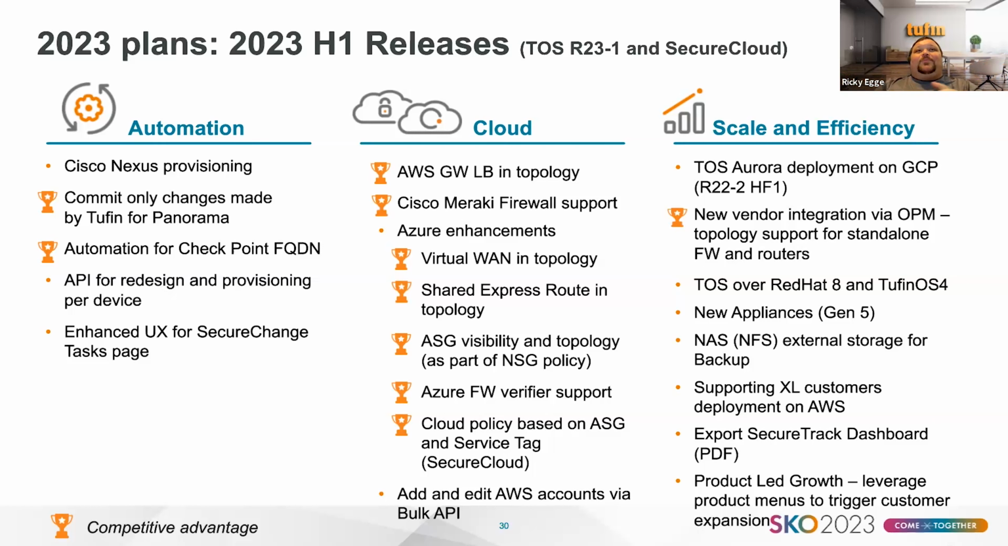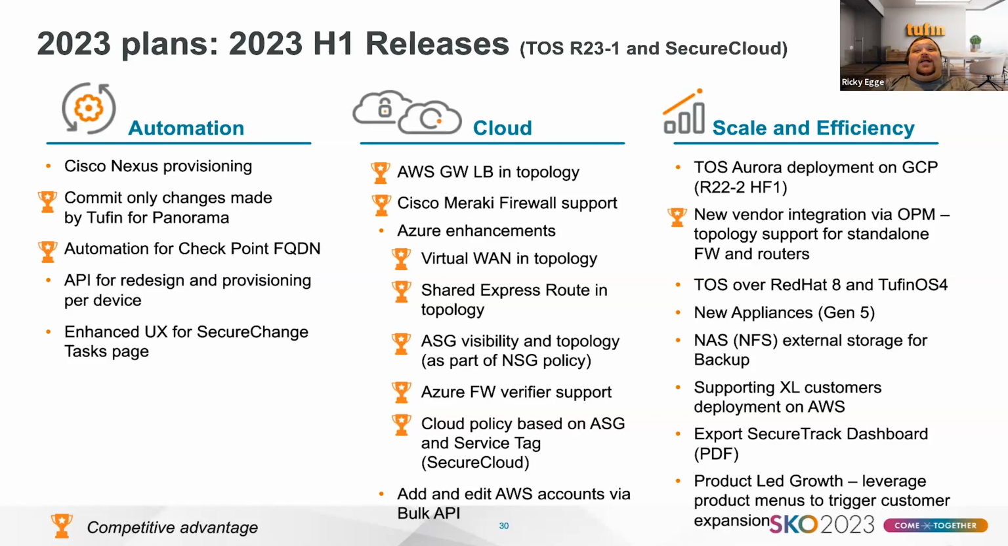Which is awesome because now it allows us to manage FQDN like we do for Palo Alto and Fortinet. We're able to pull in AWS Gateway Load Balancer and topology, so you can fully visualize the topology path from your on-prem infrastructure into AWS. And we already had this for Azure already. So this is completing that topology there. And then a big one for us is Cisco Meraki firewall support. So this is everything from topology, rules, violations, etc., being able to see all of those, and a bunch of enhancements in Azure and AWS as well, from verifier support and tag support, ASG support, and then TOS over Red Hat 8 and Tufin OS 4 is actually coming out.